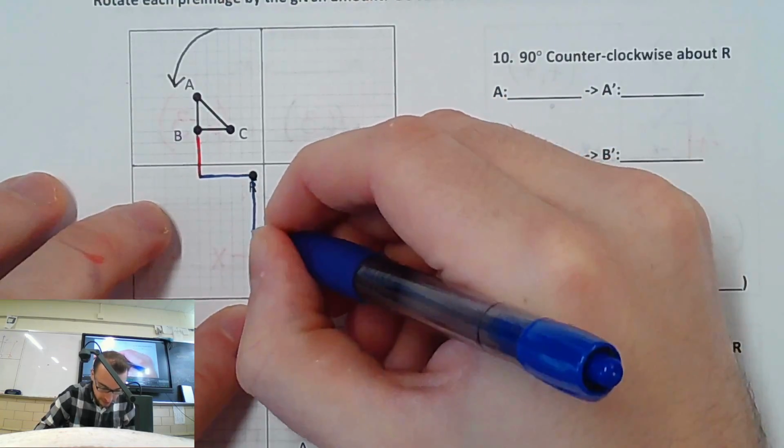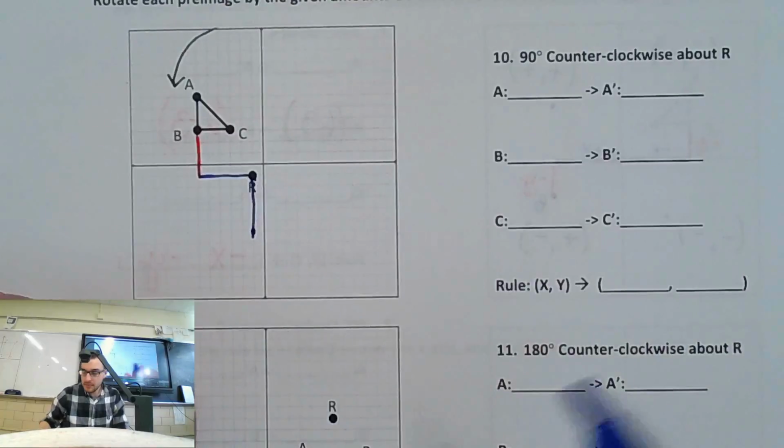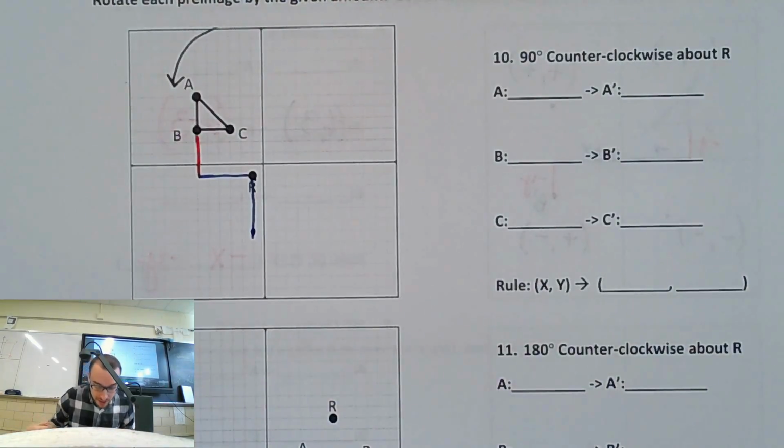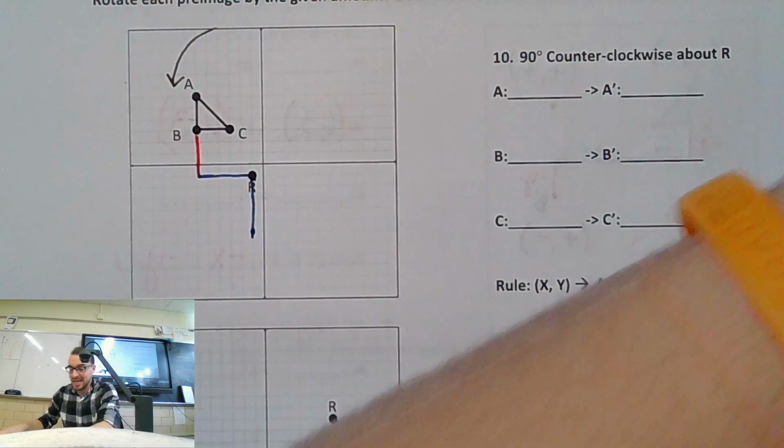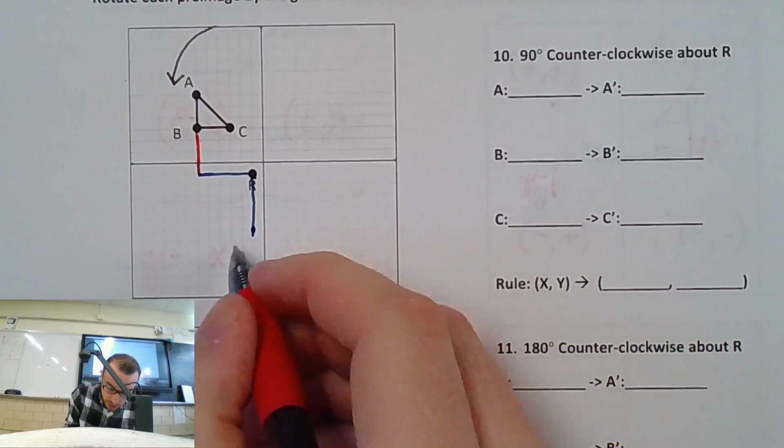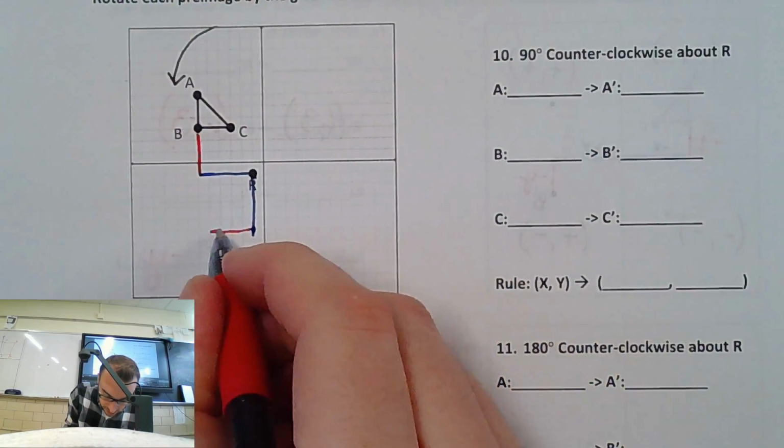So stopping there, I went a little too far. And then the red line is pointing up. It's 4 in length. Pointing up. We're turning it counterclockwise 90 degrees. Counterclockwise for you guys is this way. So which direction is it going to point now? To the left. So on the end of that blue line, we're going to go to the left. 4, because that's how long the red line was.